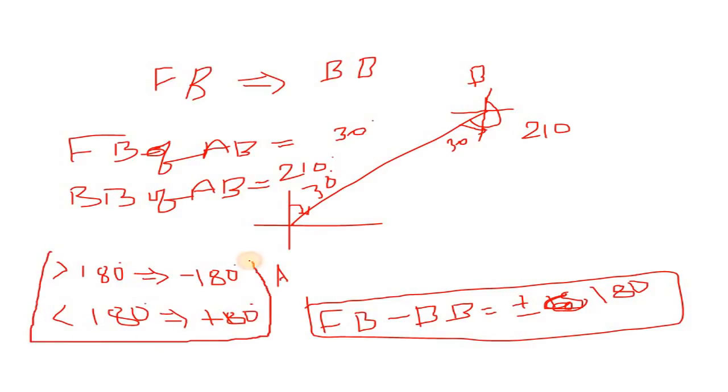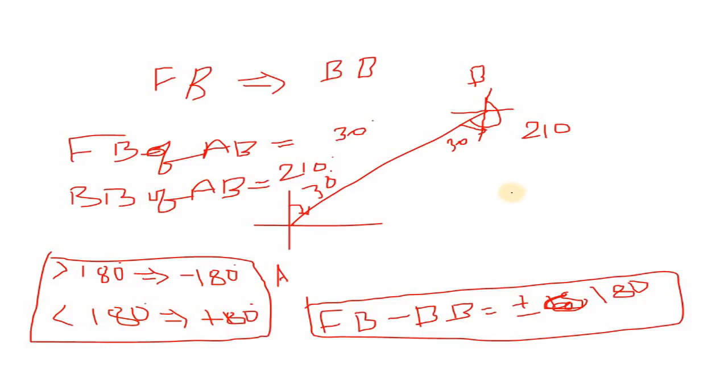Remember this, for conversion from forward bearing to back bearing, and back bearing to forward bearing. Suppose any bearing is given, either back bearing or forward bearing. First, see whether this is greater than 180 degrees or less than 180 degrees. If greater than 180 degrees, subtract 180 degrees. If less than 180 degrees, then add 180 degrees.